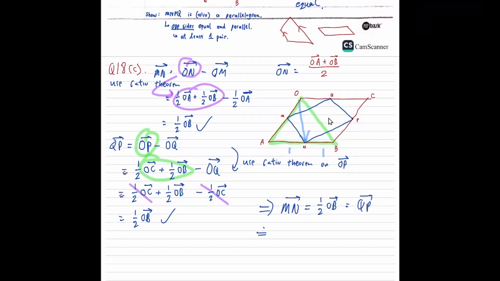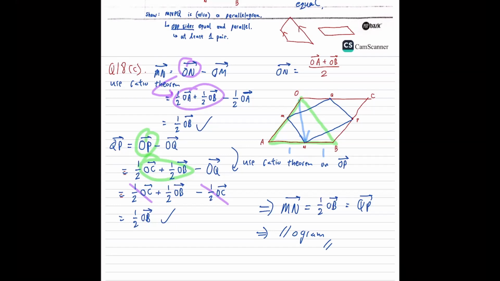Since these two vectors are equal, therefore we get a parallelogram. Done. That's all. The opposite sides are equal in length and parallel. It's the same as saying that the vectors are equal. Okay, and therefore you get a parallelogram. Okay, that is question 18C. Can I move on?